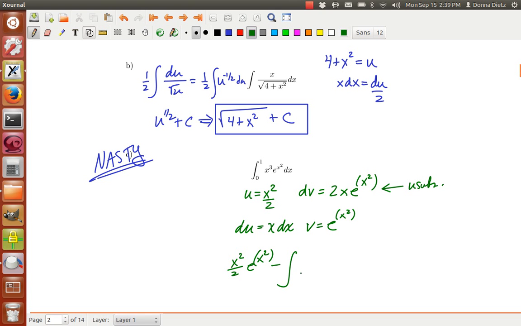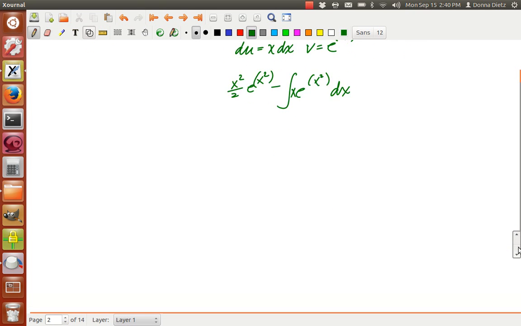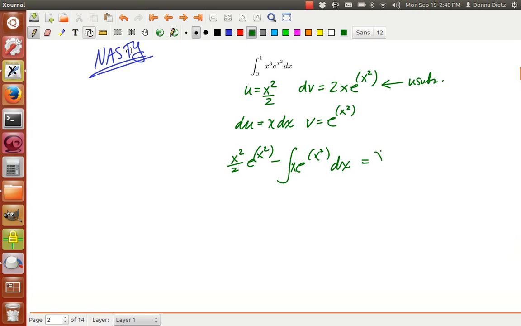uv minus integral v, oops, du, sorry. And then we do have to use u substitution on that piece again, and it's going to be pretty straightforward. But you see, this little piece is going to be u, and this piece is dv, and then du is equal to dx, and v is e to the x squared, right?